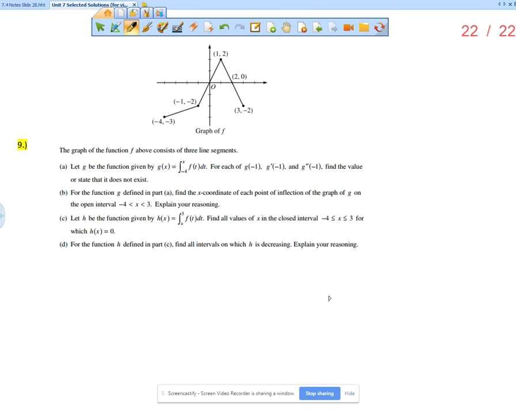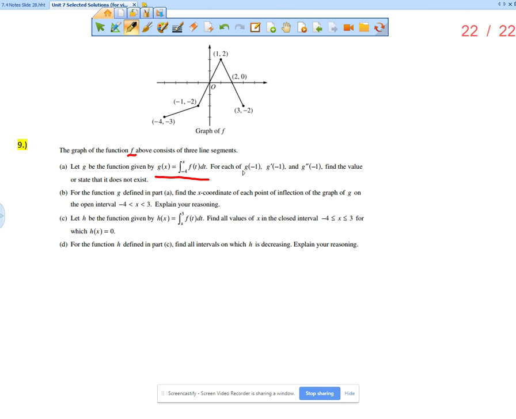This is the solution video for section 7.4, problem number 9. The graph of the function f above consists of 3 line segments. So we see the graph of f up here. Part A says, let g be the function defined by g of x equals the definite integral from -4 to x of f of t dt.